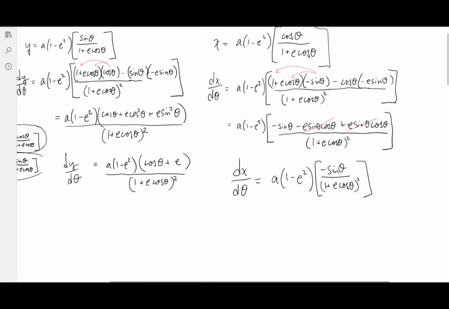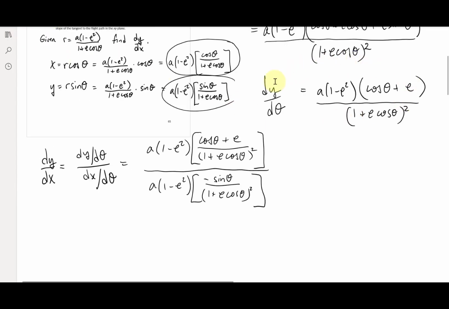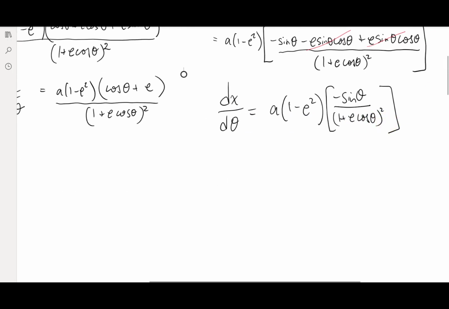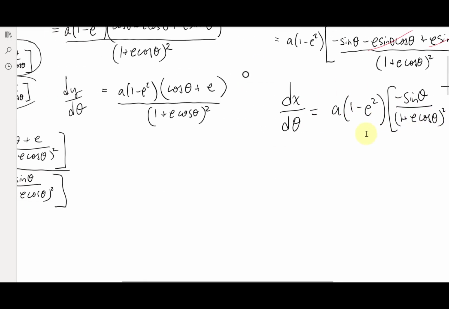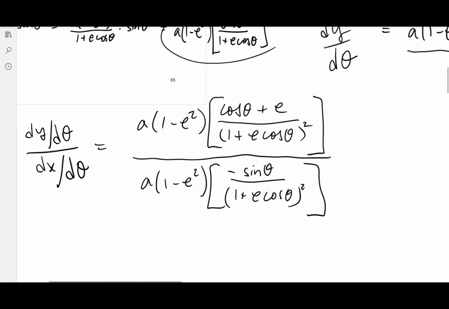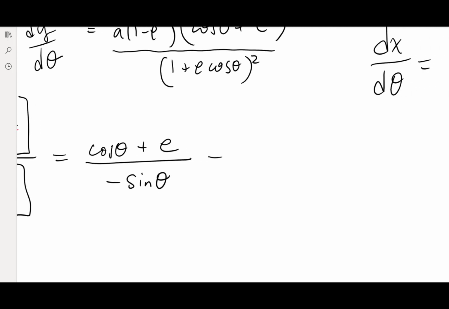Now that we have that, we'll go back and actually find dy dx. And you can see there's my dy d theta right here, and here's my dx d theta there, and so I'm just dividing those two here. And isn't this kind of neat how that cancels, and the (1 plus e cos theta) squared cancels, and so we end up with cos theta plus the eccentricity e over negative sine theta, which we can leave that way, and we have another way of writing it.